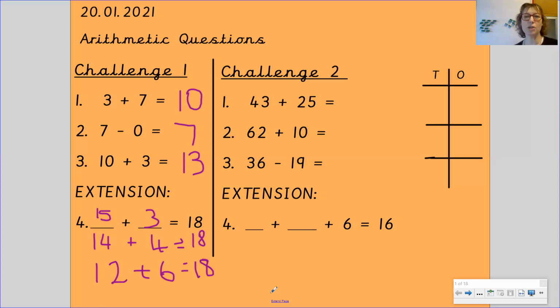Okay, let's do challenge 2. 43 and 25. And again, if I look at my ones, I can see that they're not going to go bigger than 5 add 5. So I can do this one without having to use my column addition. So I'm going to do 43 add 20. So 43, 53, 63. And then I'm going to add the 5. So 63, 64, 65, 66, 67, 68.